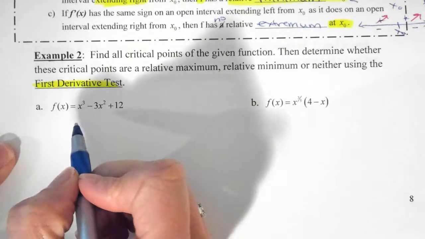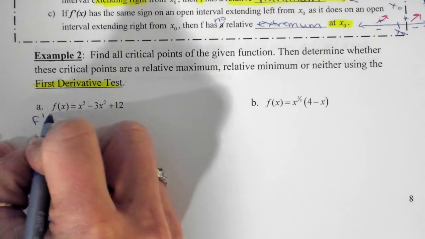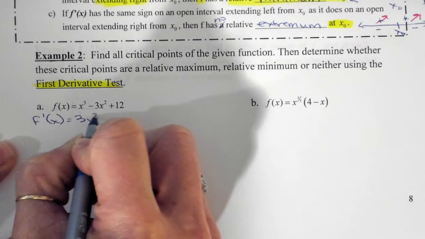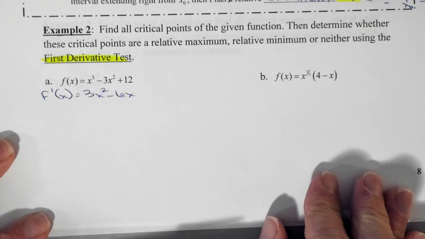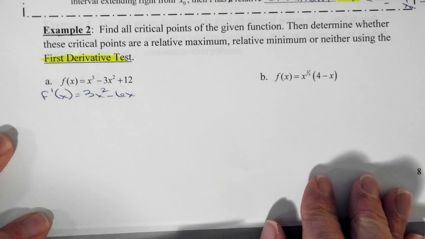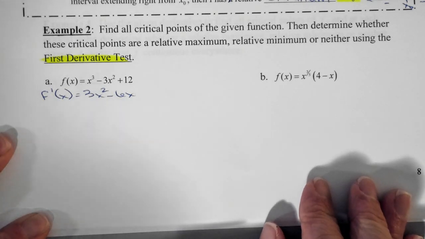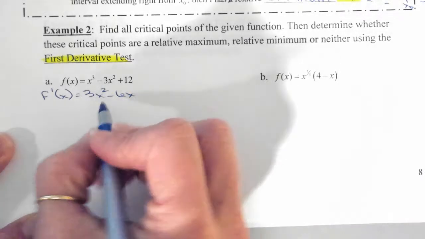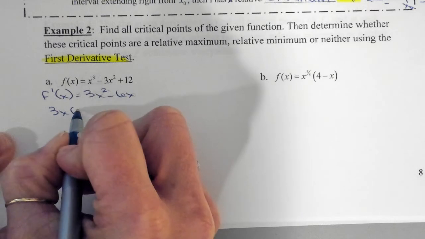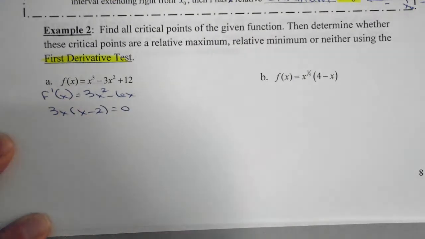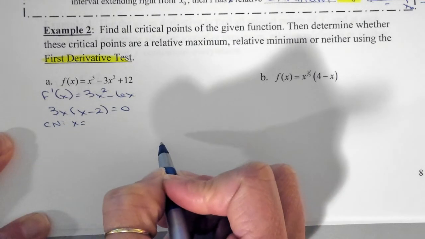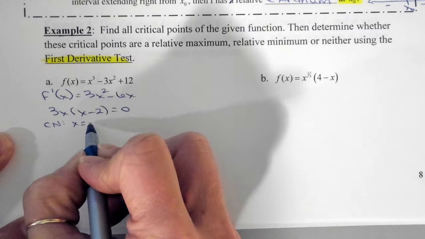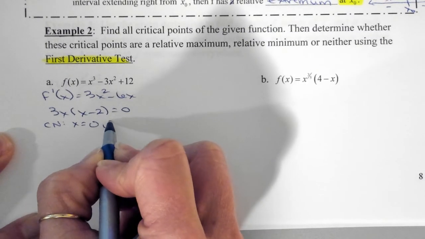Okay, the easiest one. The first thing we need to do is take the derivative. F prime of x is equal to 3x squared minus 6x. To find critical points, what do I do? Set f prime of x equal to 0. Can we factor at the same time? Yes. Let's take out a 3x, leaving us with x minus 2 is equal to 0. Critical points are critical numbers where x is equal to what and what? 3x equals 0, so this would be 0 and 2.